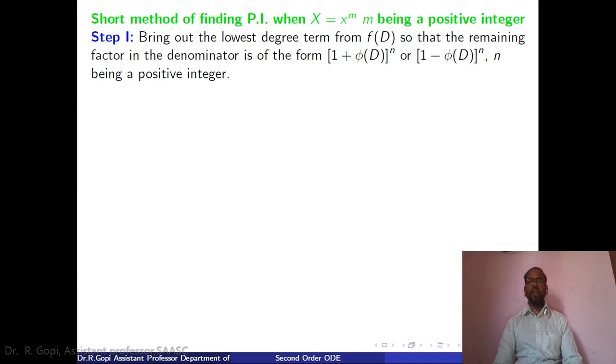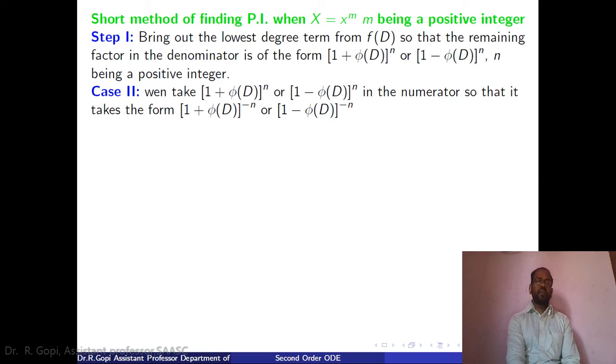So bring out the lowest degree term of f of d, so that the remaining factor of the denominator is of the form I have already told. This is the form 1 plus phi of d whole power n or 1 minus phi of d whole power n, n being a positive integer.